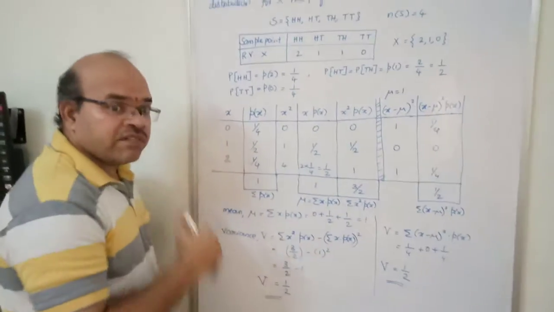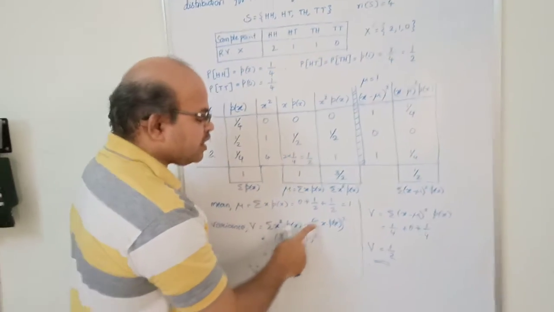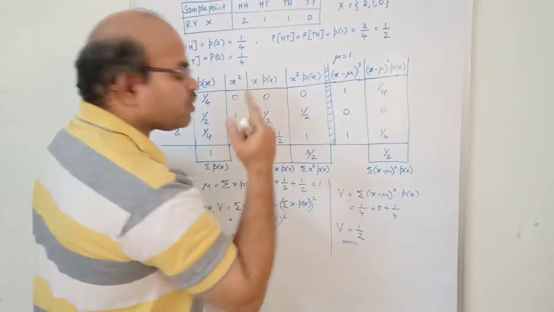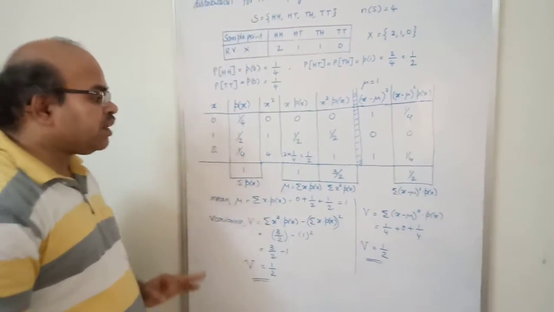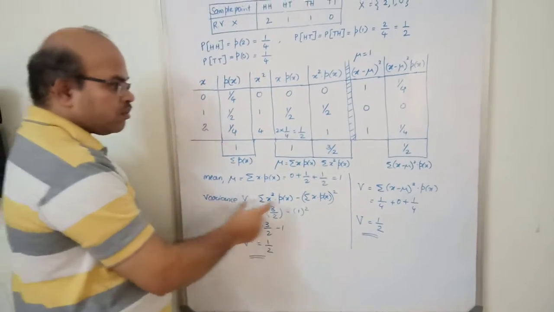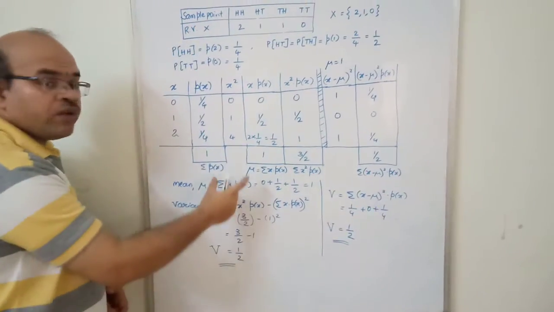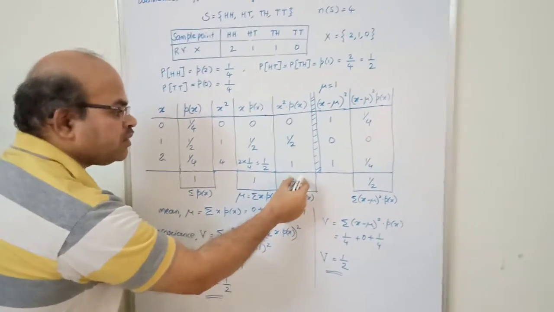So what is the formula for variance? Variance is equal to sigma x square P of x minus sigma x into P of x whole square. So here I can find the variance using this formula or the other formula. First I will explain how we can do it using this formula. Sigma x square P of x is already done here. How much is it? 3 by 2.